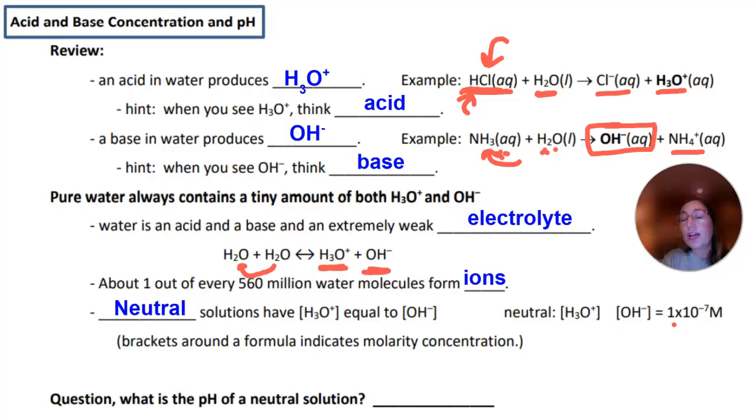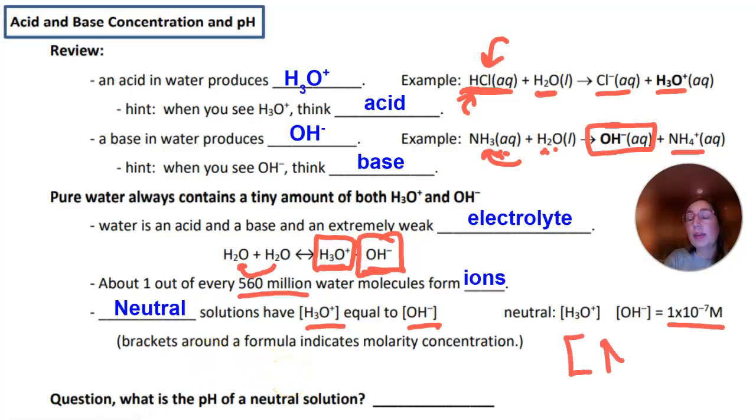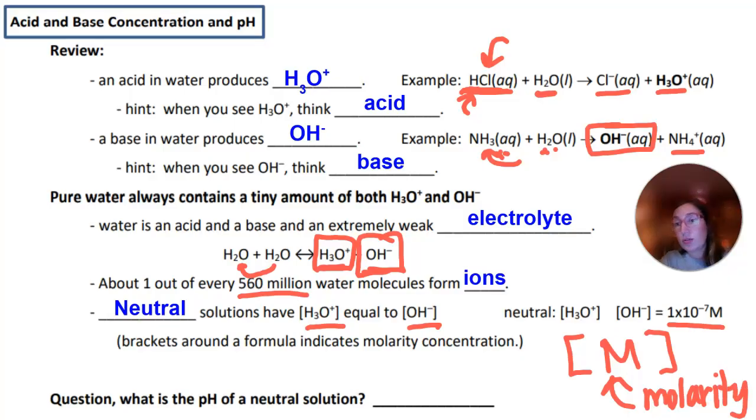The concentration of hydronium or hydroxide ions is 1 times 10 to the minus 7. That's where we're talking about 1 out of every 560 million. So very few water molecules are doing this. And then when they do, all of the acid neutralizes out all of the base. So these neutral solutions are going to have equal amounts of H3O plus and OH-. So neutral water has equal amounts. Brackets mean molarity. So when we see something with brackets, whatever is inside the brackets is the molarity or the concentration of that solution, by the way.